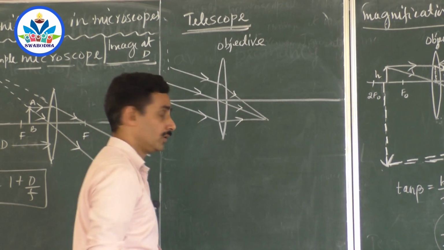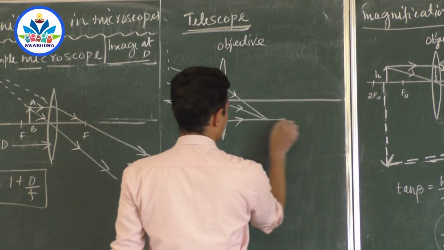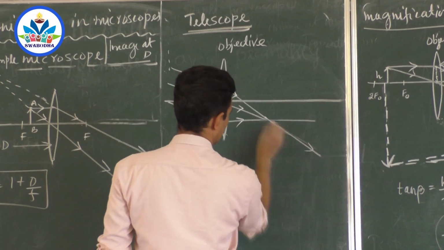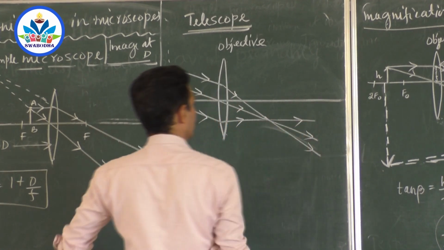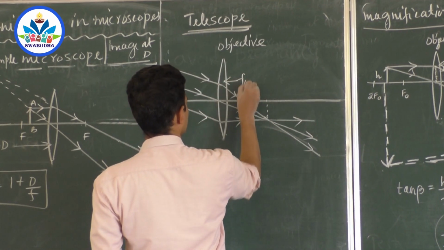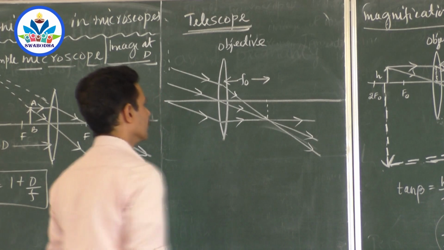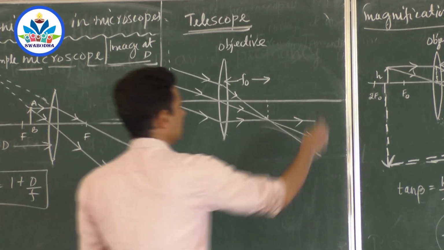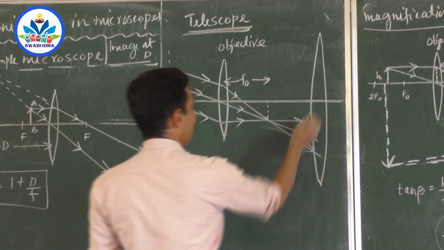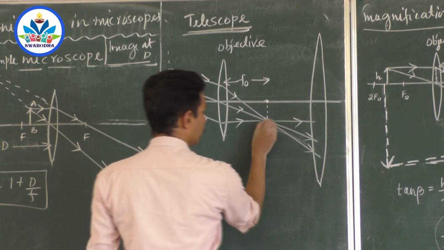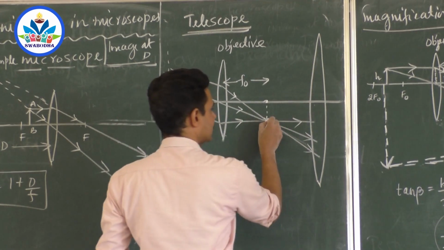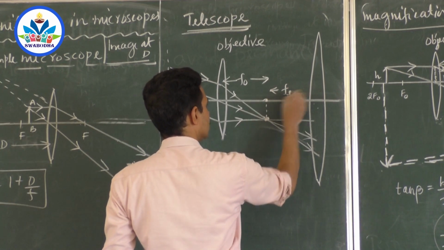Now will they stop there? No, they will proceed like this. This one proceeds like this, it doesn't bend, and this one like this. Now this is the focal length of the objective. They will move forward. Now we have to keep the eyepiece here in such a way that it lies at the point from where they are diverging. That point acts like the focus of the eyepiece also.